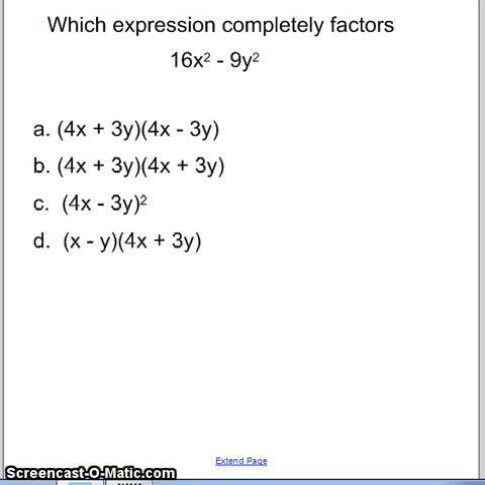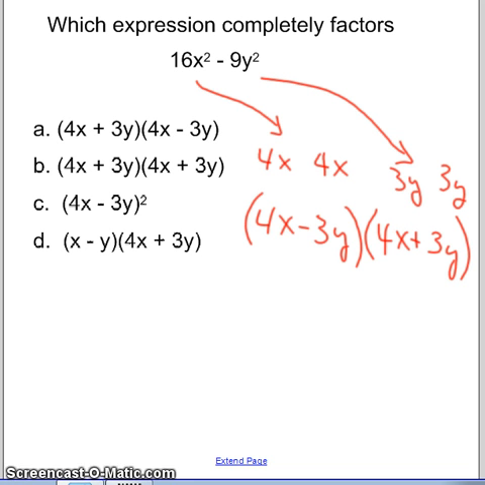And here's about the hardest one you'll ever see on the SOL. This is a difference of two squares. You take the square root of the first number, which is going to be 4x. Write it down twice. You take the square root of the second number, which is 3y. Write it down twice. Make one a plus and one a minus. And the answer is going to be A.